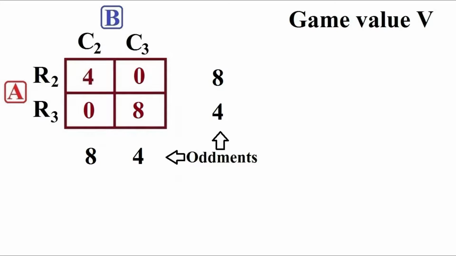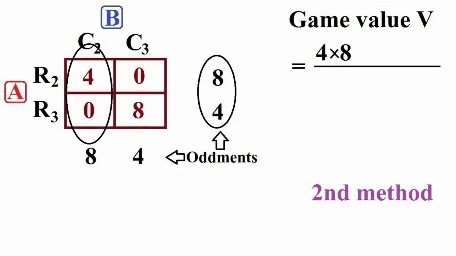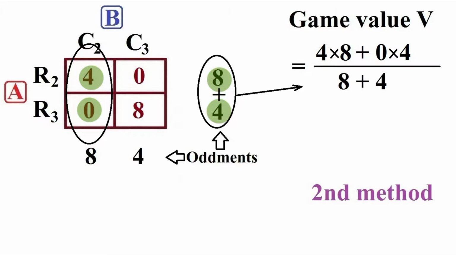Now this game value of 8 by 3 can also be obtained by 3 other calculations. This is the final 2 by 2 game matrix, and for the second calculation we can select the same oddment column, but this time with the other column than the earlier selected one. So this time we choose this one. Again we multiply corresponding values: 4 into 8, plus 0 into 4, divided by the sum of these oddments. And we have the same game value of 8 by 3.